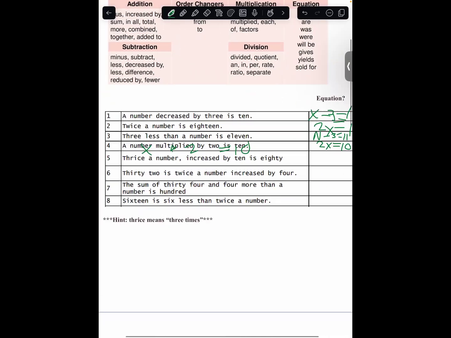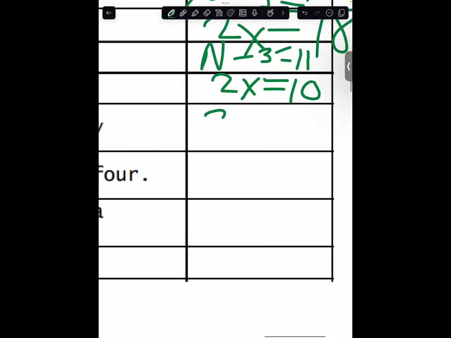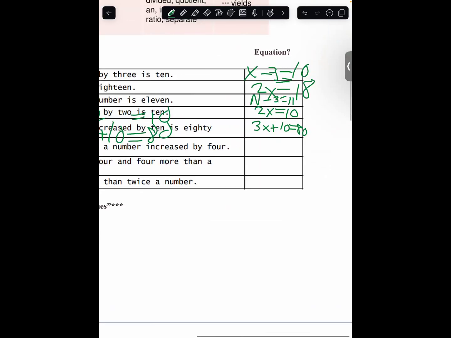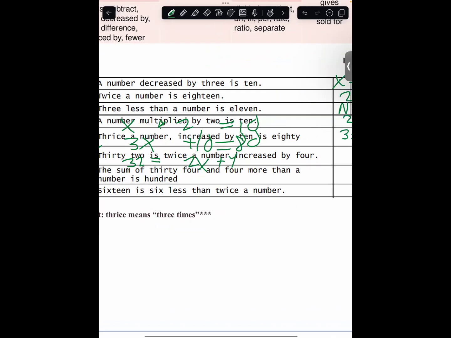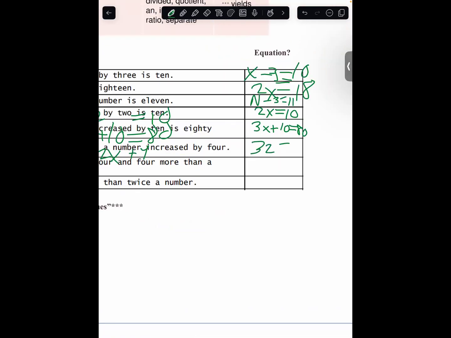All right. Thrice a number, which means 3 times a number. I did put that down here. It's a word we don't really use anymore. Increased by 10 is 80. So 3x plus 10 equals 80. All right. We have 32 equals. So this one's backwards a little bit. Twice a number, 2x, increased by 4. So 2x plus 4. All right, like that.